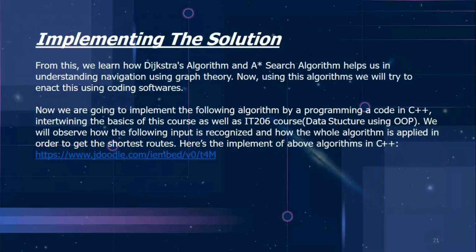Implementing the solution. From this, we learn how Dijkstra's algorithm and A* search algorithm help us in understanding navigation using graph theory. Now, using these algorithms we will try to enact this using coding software. Now we are going to implement the following algorithm by programming a code in C++, intertwining the basics of this course as well as IT206 course, data structure using OOP. We will observe how the following input is recognized and how the whole algorithm is applied in order to get the shortest routes. Here's the implementation of the above algorithms in C++.